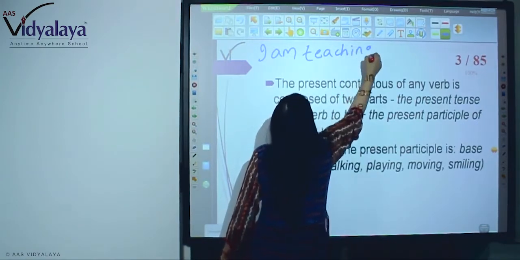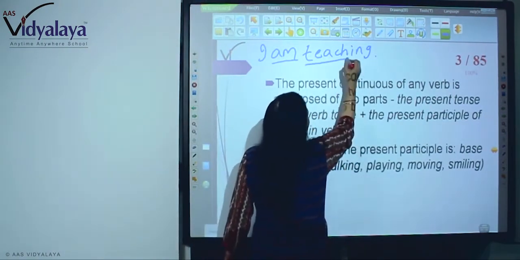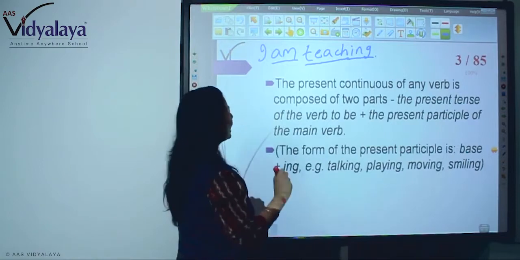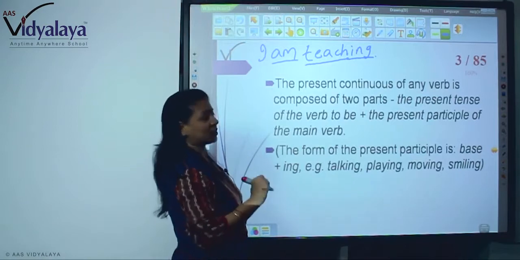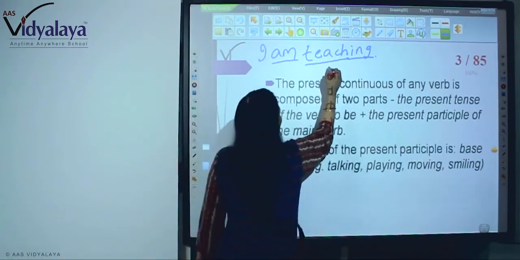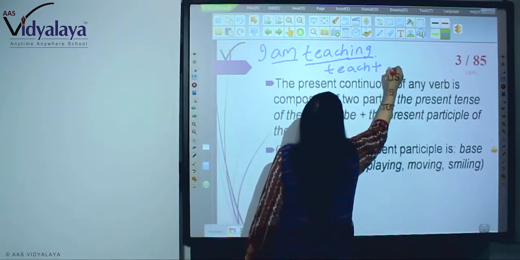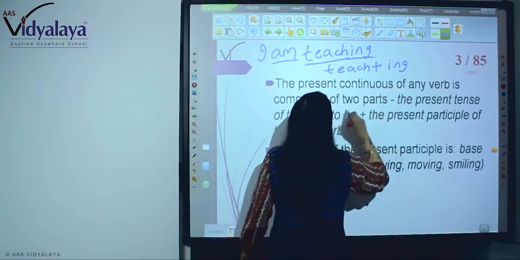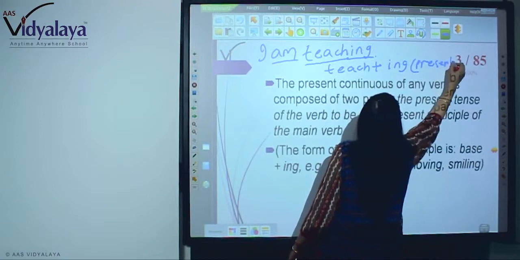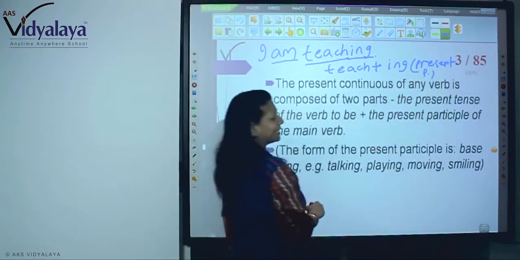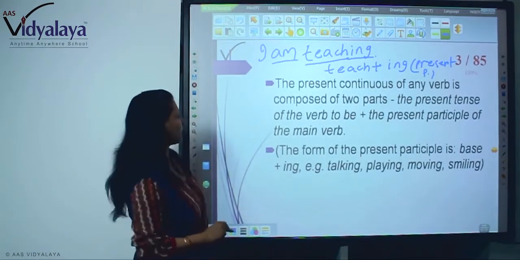I am teaching. So, to be, am is to be. Teach is the main verb. This teaching is the present participle actually. And the present participle, how is it formed? Main verb plus ing. So here, teach is a main verb plus ing, and this is what? Present participle. So easy to make present participle and so easy to understand present participle.